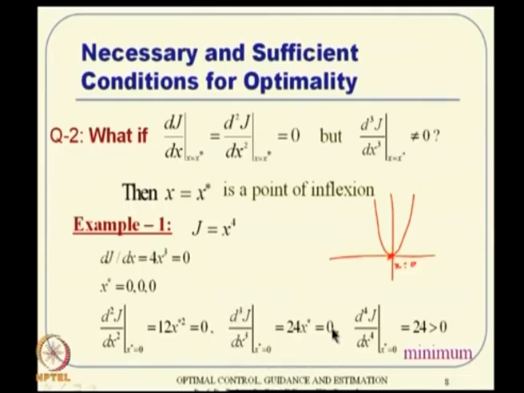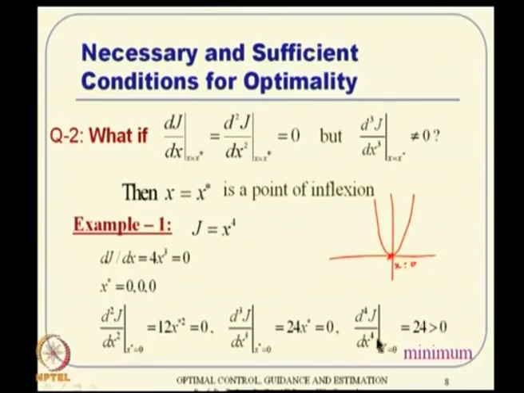And then the third derivative fortunately happens to be 24 x from here, 12 into 2, 24 into x star. So, x star is 0 anyway. So, the third derivative is also 0. So, that means our hope is still alive actually. Then you go to the fourth derivative, and the fourth derivative happens to be 24, which is greater than 0.